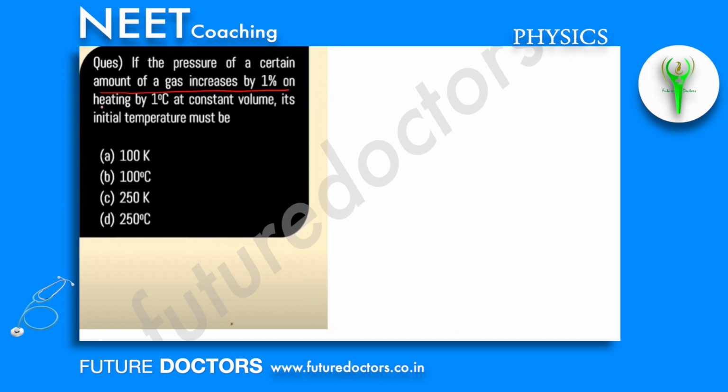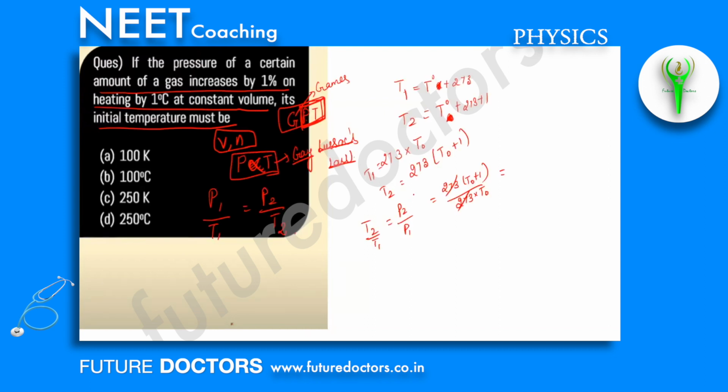Pressure increases by 1% on heating by 1 degree at constant volume. Its initial temperature must be? Pressure is directly proportional to temperature. Option A, 100 Kelvin.